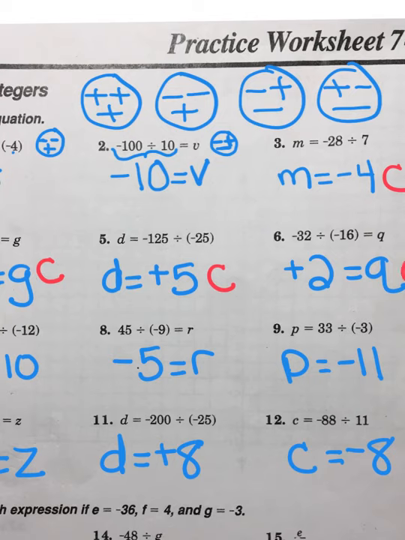Number 7, e equals +10. Number 8, -5 equals r. Number 9, p equals -11. Number 10, -3 equals z. Number 11, d equals +8. And number 12, c equals -8. Now let's take a look at the bottom section.